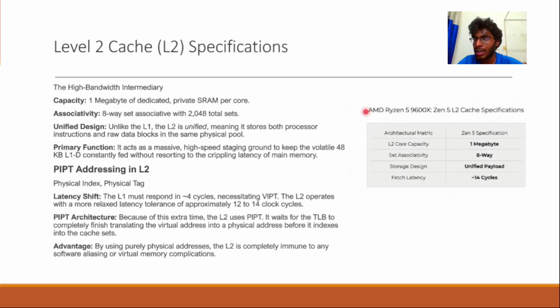Coming to the L2 cache. L2 specifications: L2 is a 1 MB private unified pool because it has a more relaxed latency of 14 cycles. It doesn't need the race of VIPT. It uses PIPT, physical index, physical tag. It waits for the full translation because it has time, making it completely immune to the virtual memory implications.